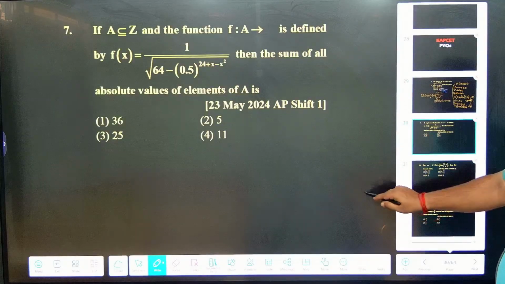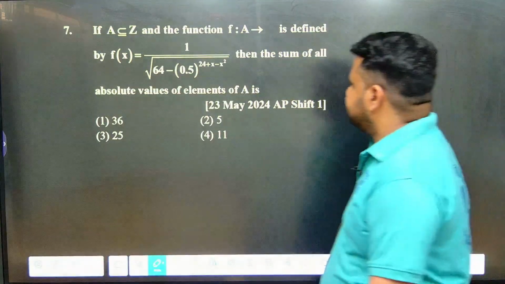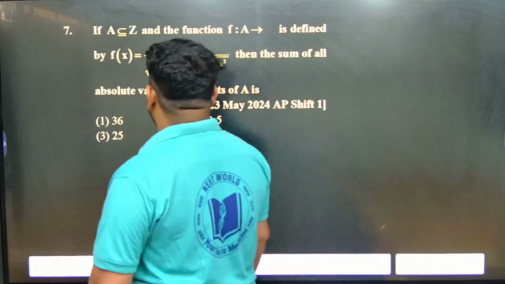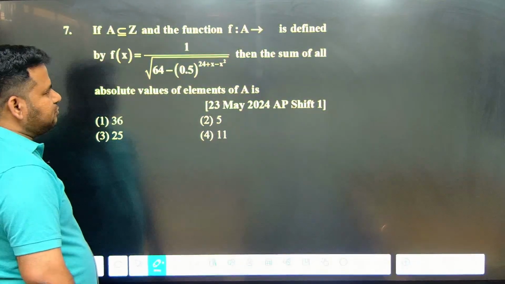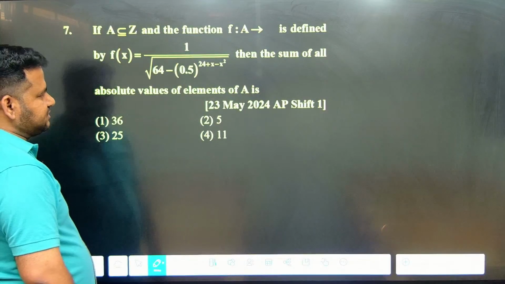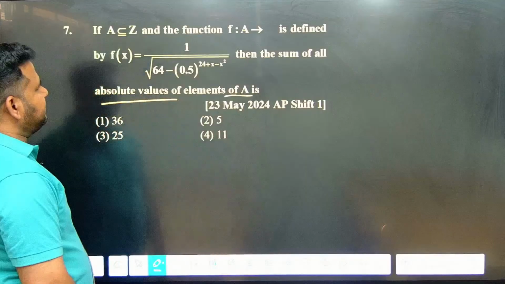All of you please observe this question. A is a subset of Z and the function f on A is defined by f of x is given by 1 by square root of 64 minus 0.5 to the power of 24 plus x minus x square. Then the sum of all absolute values of elements of A, they are asking.